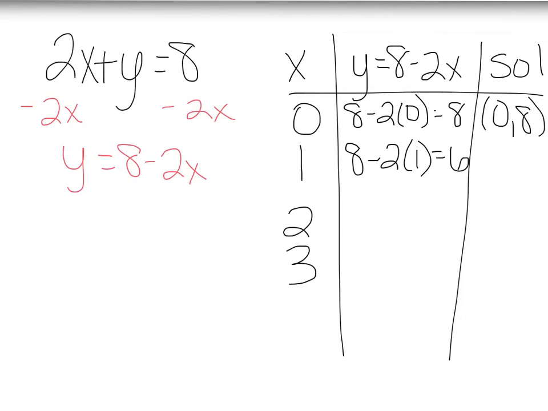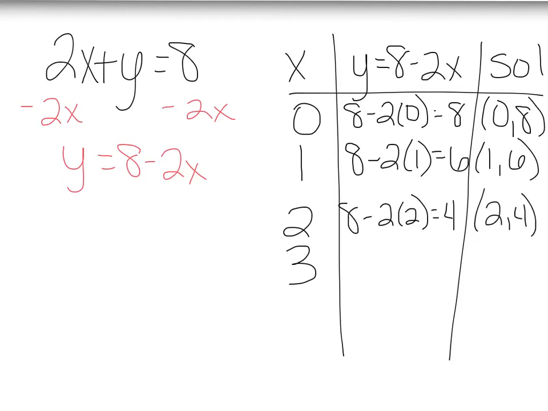So what is my solution? 1, 6. I haven't even written all my stuff down yet. Okay, when I plug in 2, I'm going to have 8 minus 2 times 2. What is 8 minus 2 times 2? 4. So my solution is 2, 4. And lastly, 8 minus 2 times 3 is 2. So my solution is 3, 2.